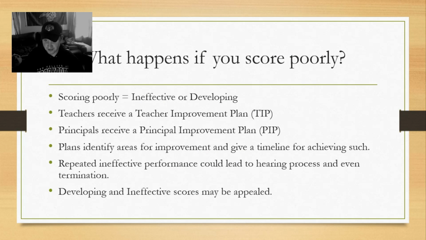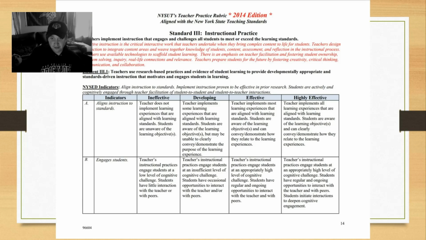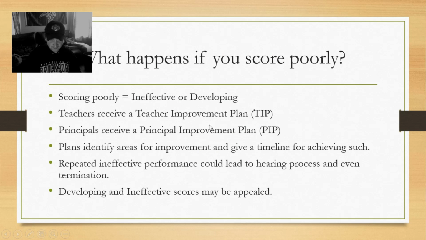So then, kind of mention this a little bit. What happens if you score poorly in the ineffective and developing range? So if you're not doing anything right, and if you're partially doing something right, then what's going to happen to you? Yes, scoring poorly is in the bottom two. So if the teachers score poorly, they receive a teacher improvement plan or a TIP. And the principals, if they perform poorly, they receive a principal improvement plan. And pretty much they are just to give feedback for areas for improvement and basically giving a timeline and when they should be achieving such improvements.